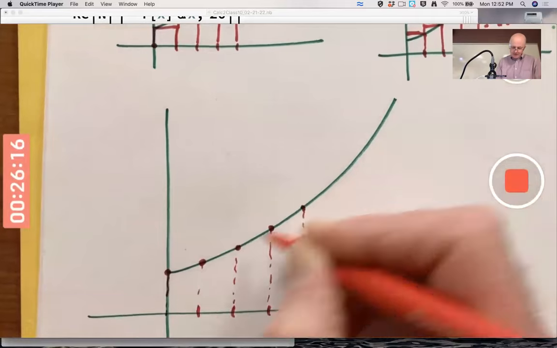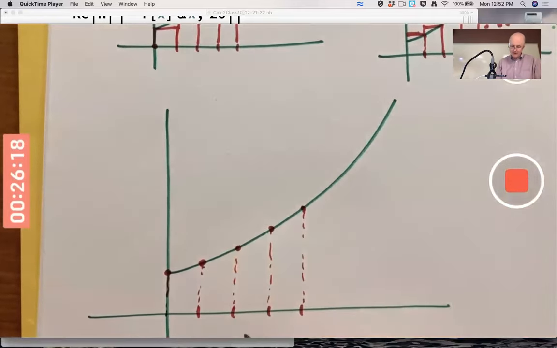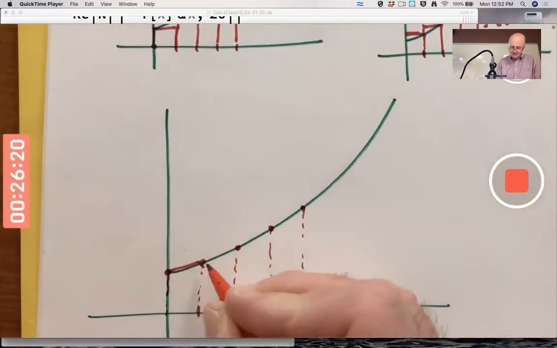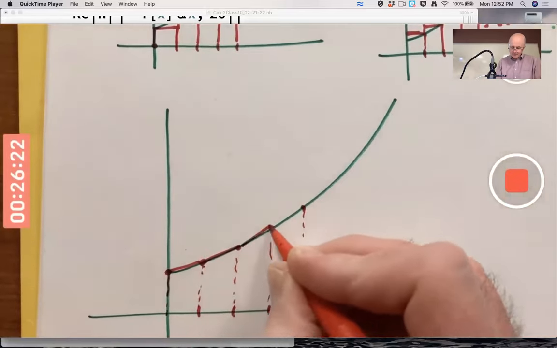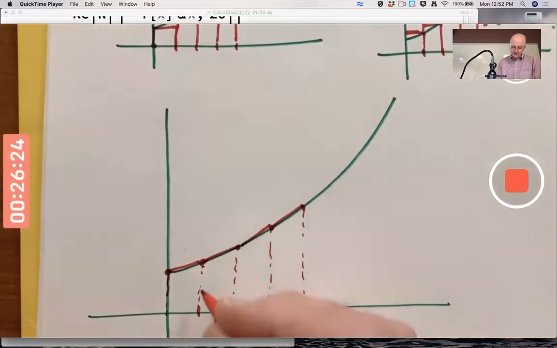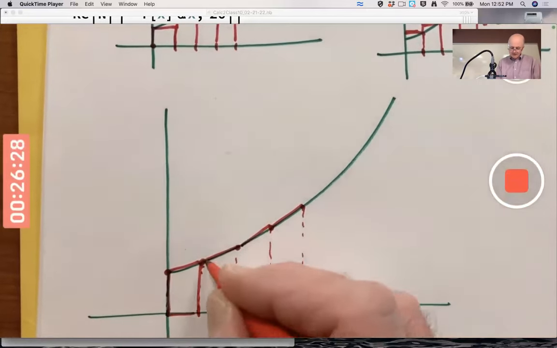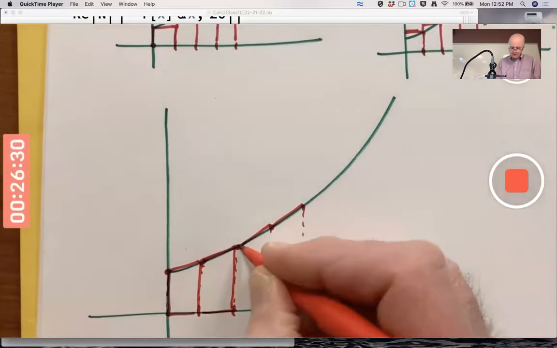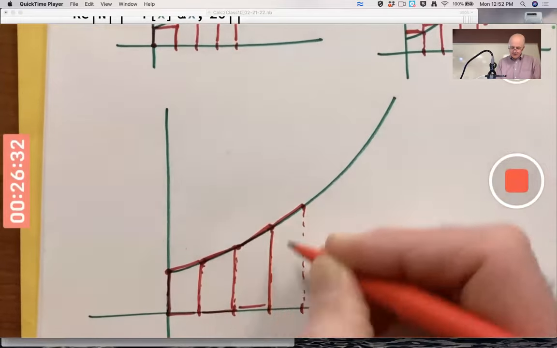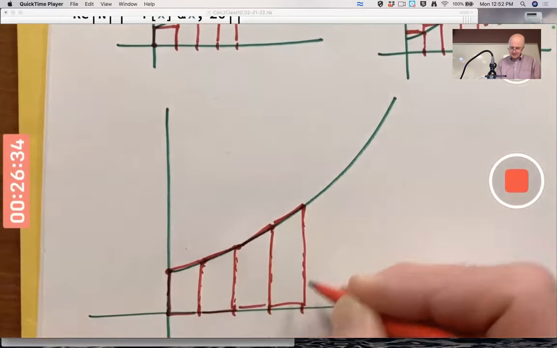And then the trapezoids that approximate the area under the curve are formed by connecting the dots for the tops of the trapezoid. So the first trapezoid looks like this. The second trapezoid looks like this. The third one looks like this. The fourth one looks like this, etc.